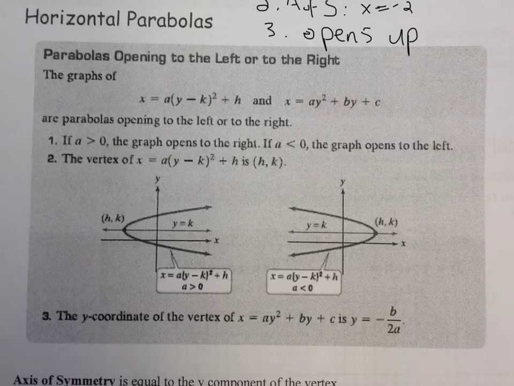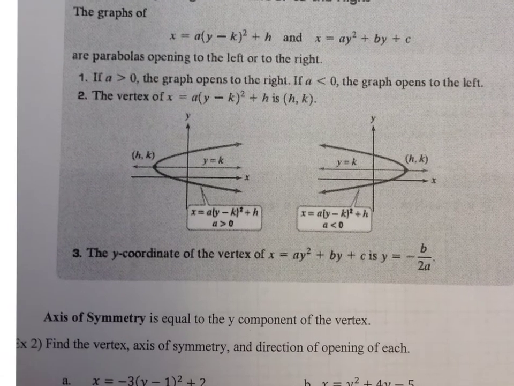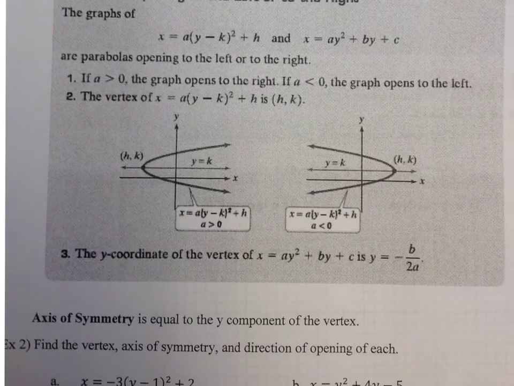So these are for parabolas opening left or right. Obviously, A tells us which way they open. If A is greater than 0, which means if A is positive, it's going to open to the right. If A is negative, it's going to open to the left. The vertex, if it's in this form, is still h and k. The axis of symmetry, which would be this axis right here, is going to be the y component, and I have that written down here. Axis of symmetry is equal to the y component of the vertex, so it's going to be y equals k, whatever k comes out to.